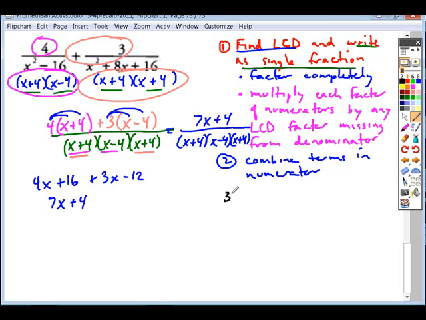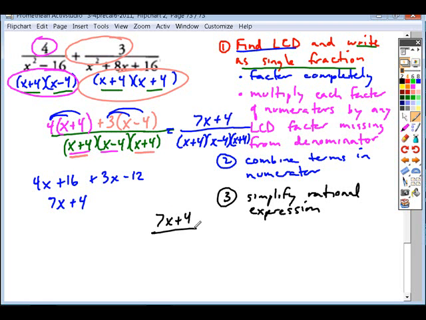My final step here is to simplify my resulting expression. Embedded within this command is to factor completely, cancel common factors, and identify domain restrictions. In this case, there are no other common factors to remove. There's no factors to cancel. So I can just write my answer.